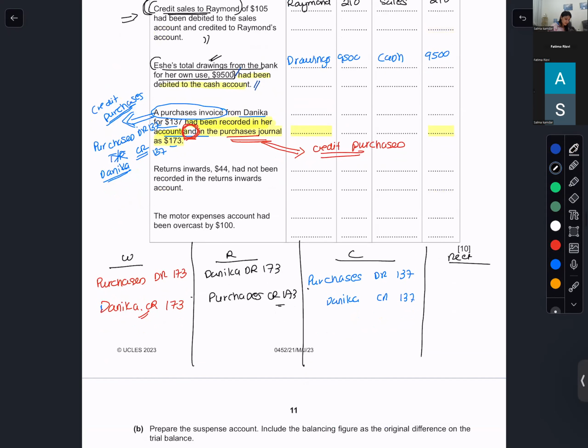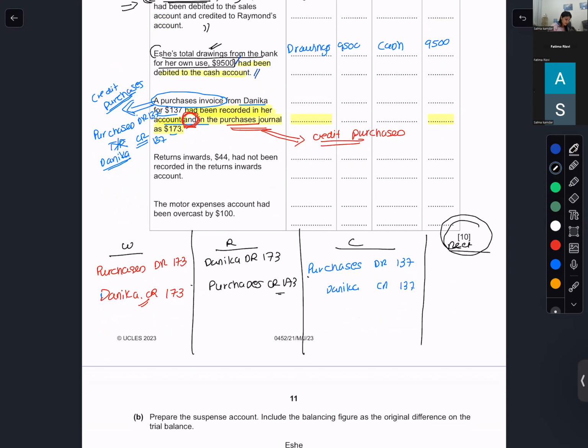Okay. Come on, tell me how will you do the rectification of it? So purchases debit, purchases credit. One debit, one credit, so subtract. It's 173 minus 36. It is 137. Which side? Credit, because it's bigger. So purchases will be on the credit. How much? 36. So purchases we dealt with.